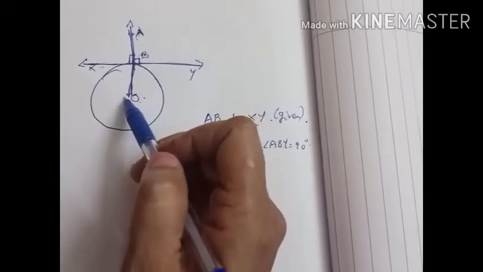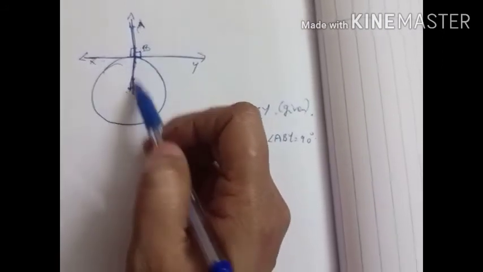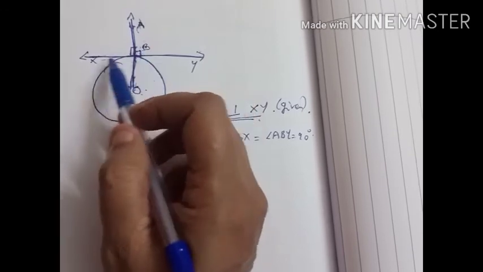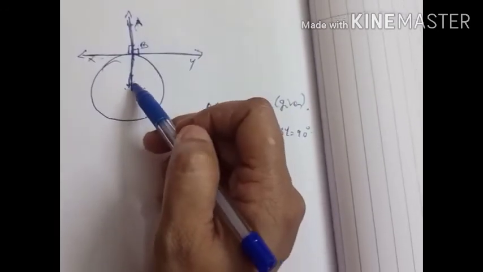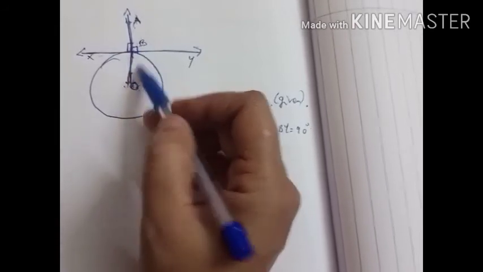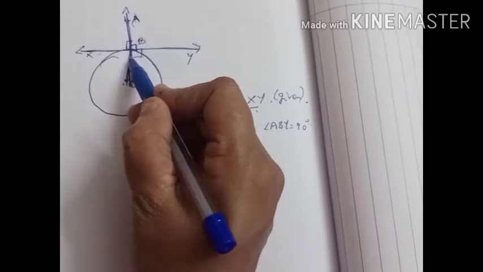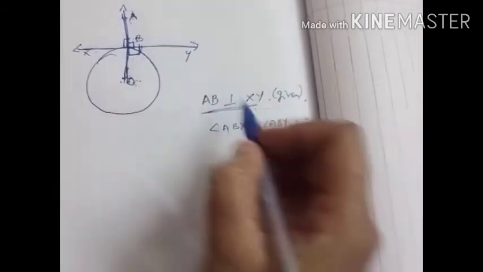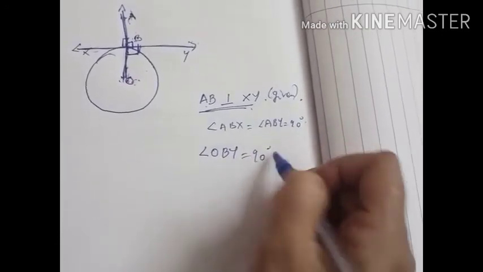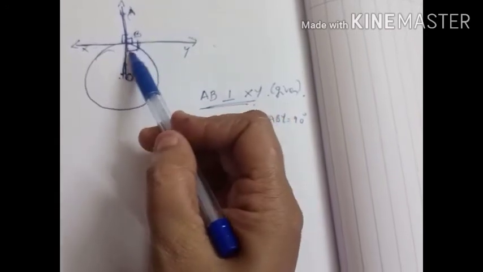Then here we join OB. This OB is the radius. B is the point of contact of the tangent and O is the center. So by theorem 1 we know that the radius to the tangent is a right angle. So we can write that angle OBY is also a right angle, that is OBY is 90 degrees, which we get by theorem 1.